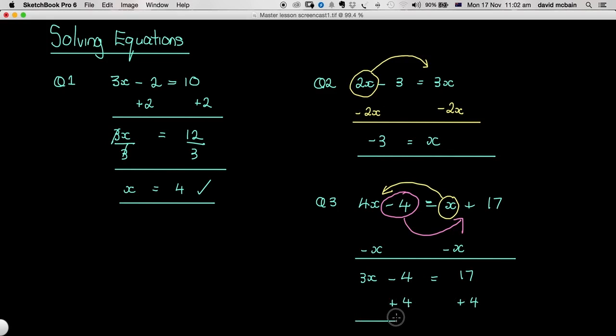So by working this out, we can see that the minus 4 plus 4 cancel out. So we're left with 3x equals 17 plus 4, which is 21. Therefore, x equals 7. And there's our answer.